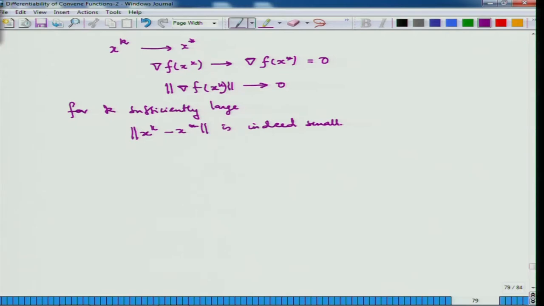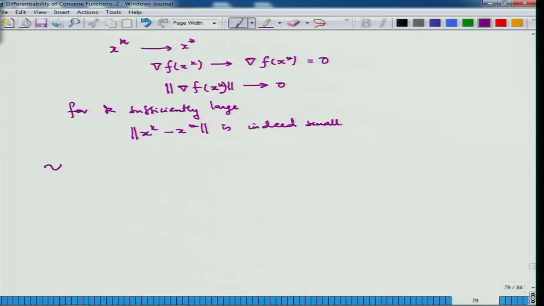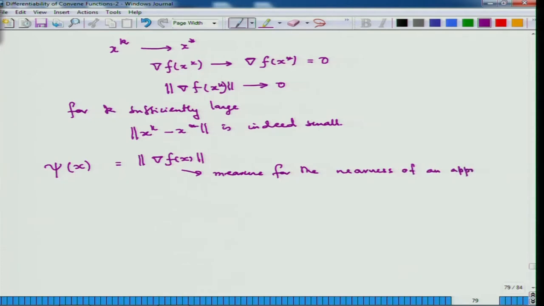Which means that if we are on a sequence of points going to the infimum, my error bound is telling me how close I am coming. So this norm grad f(x), if I write it as a function phi(x), is a measure for the nearness of an approximate solution of a strongly convex function from the original one, from the original unique minimizer. Unique, of course. Now, this thing has a property.